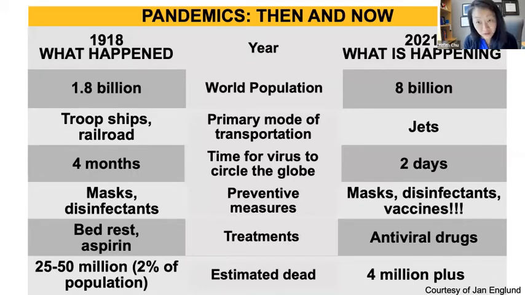So of course, now we're in a pandemic. I would like to say that we're at the end, but I don't think we are. But we are still in the middle of a pandemic. The world population has quadrupled. Now people use airplanes to get around, and it takes about 2 days for viruses to circulate the globe. Fortunately, along with the masks and disinfectants, we have vaccines. And we also have good antiviral drugs. Nevertheless, we have about 4 million people who have died due to coronavirus, and many more who will die in the next several months as the new variants take over.